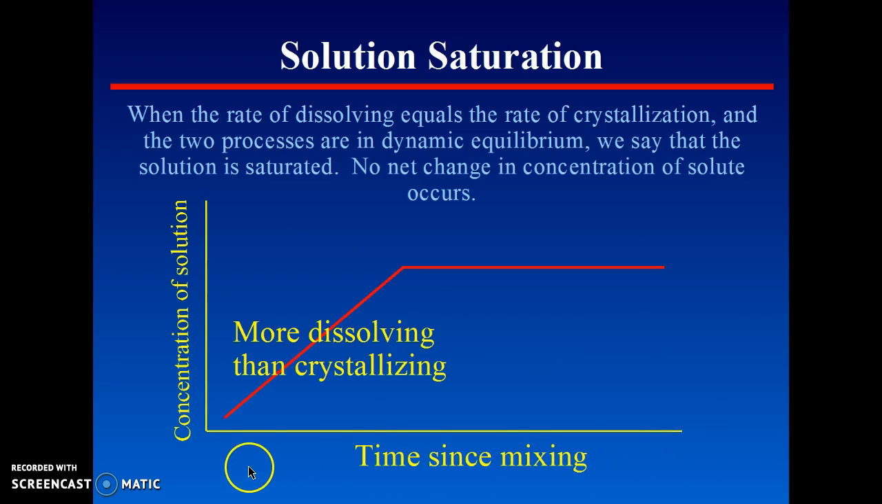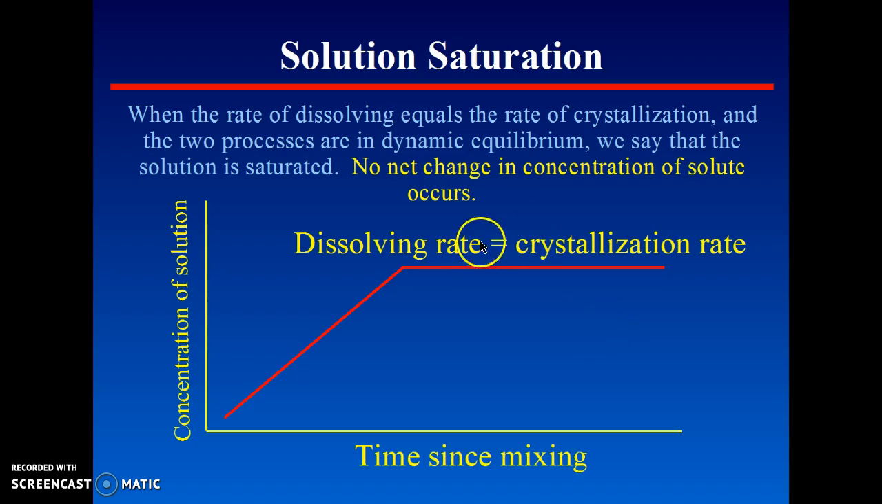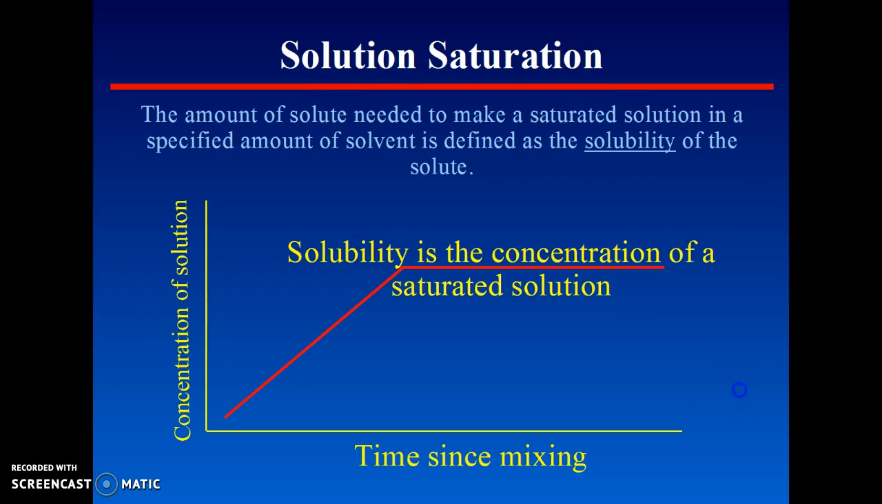Now, let's look at this time since mixing versus concentration of solution diagram. As you can see, as the solid dissolves, more of it is dissolving than is crystallizing. But when you get to a point where this levels off, the rate of dissolving is equal to the rate of precipitation or crystallization. And that's going to continue at the same concentration of solution until, for instance, we change the temperature.